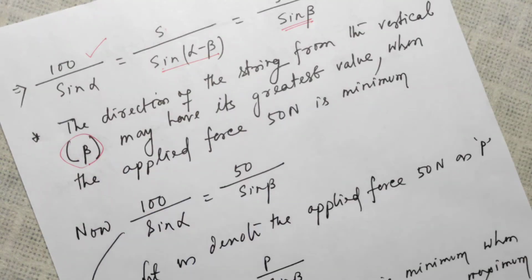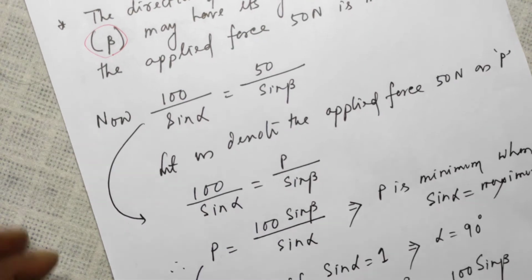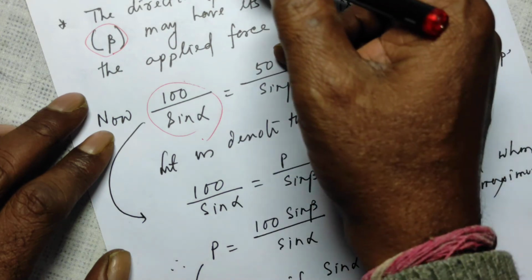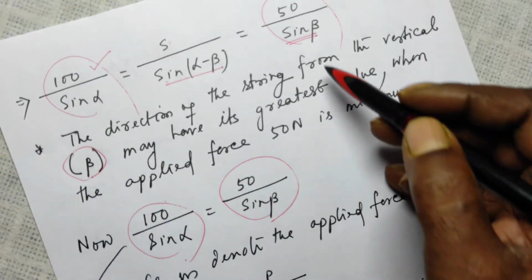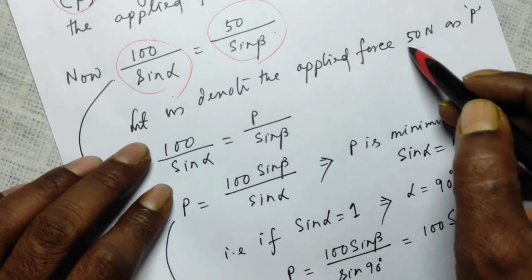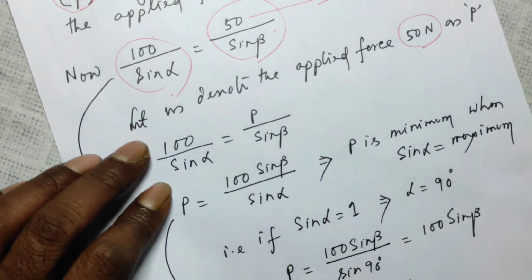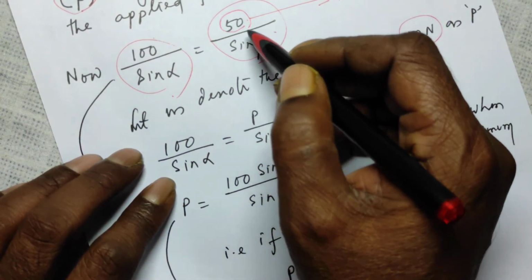may have its greatest value when the applied force 50 Newton is minimum. That is to be understood. So let us move forward. 100 over sine alpha, same as this, is equal to 50 over sine beta. Let us denote the applied 50 Newton by a force P. I will then re-substitute it. Instead of saying 50, I am saying it is the force P.